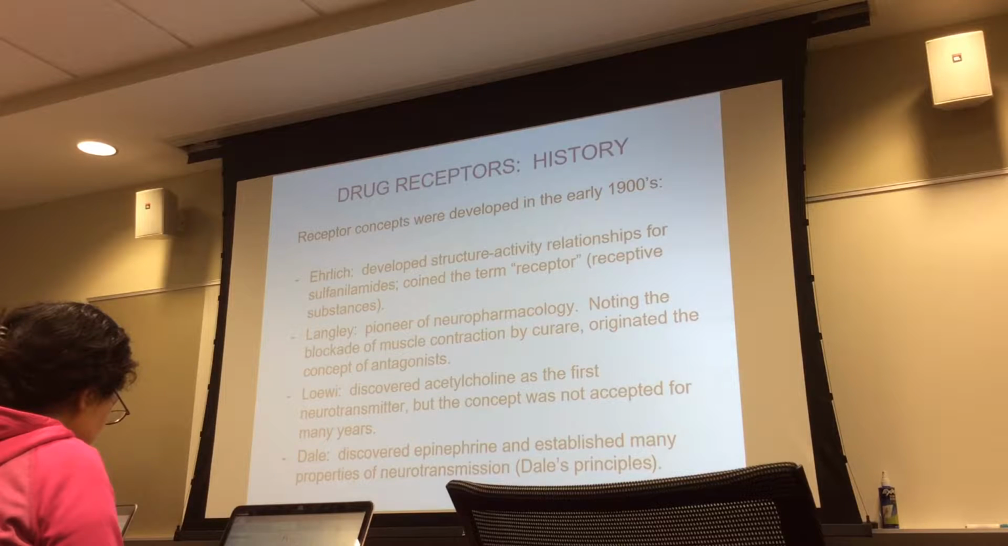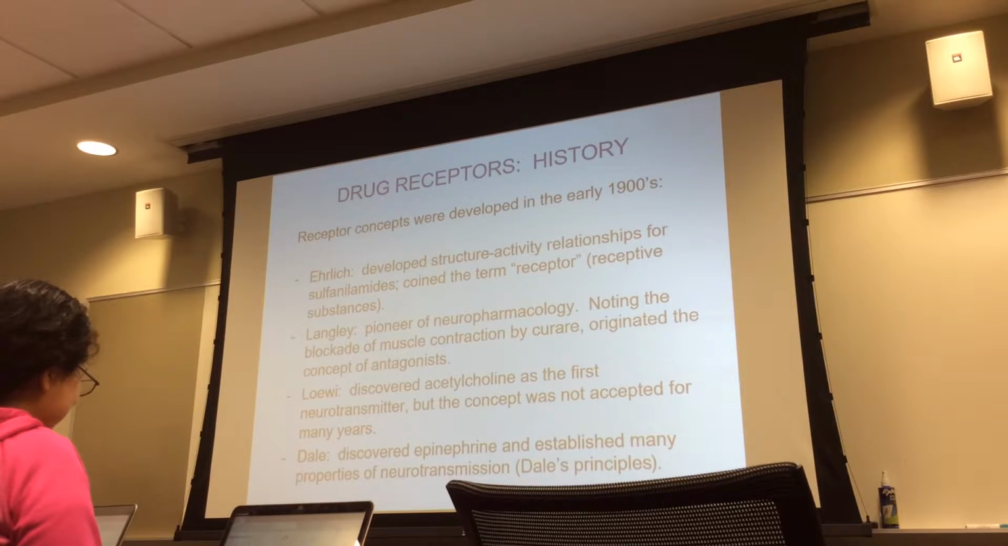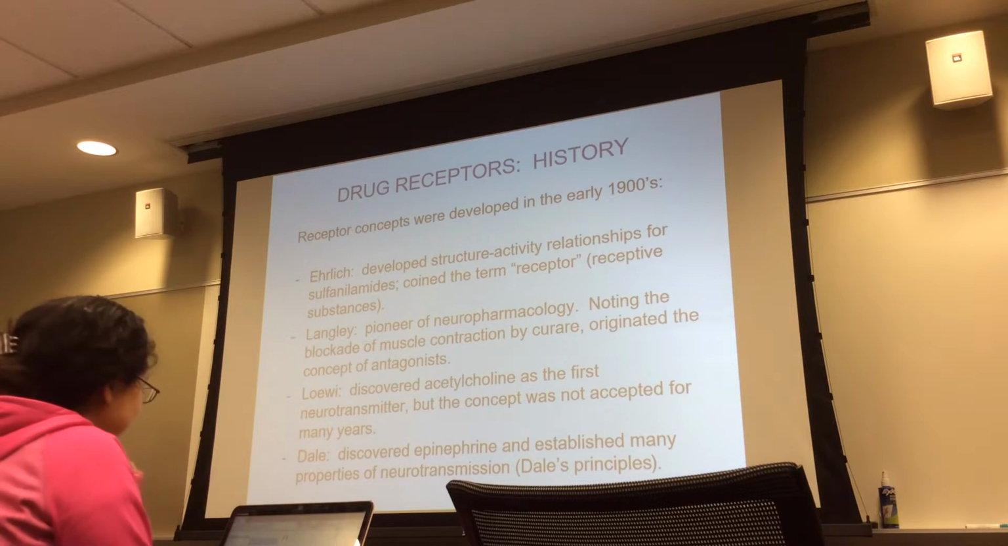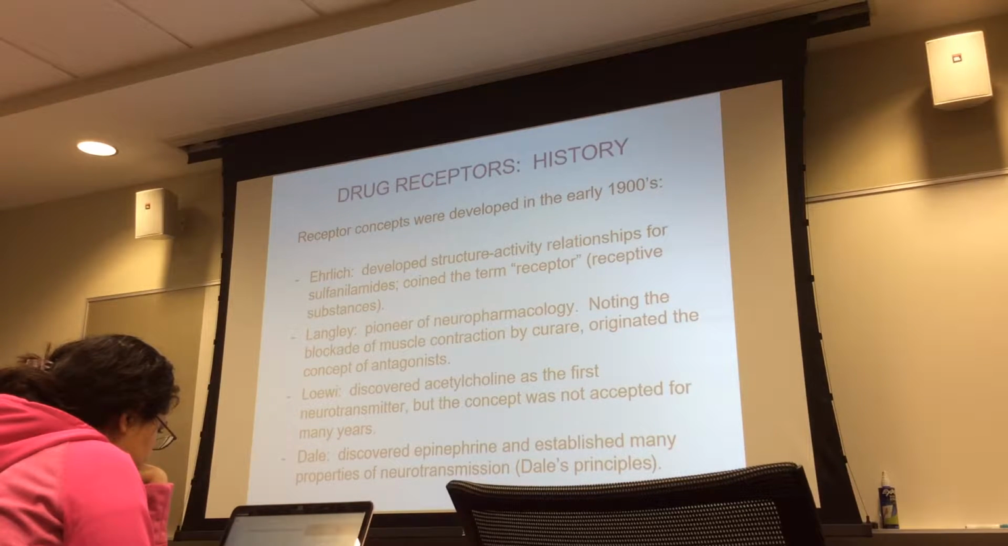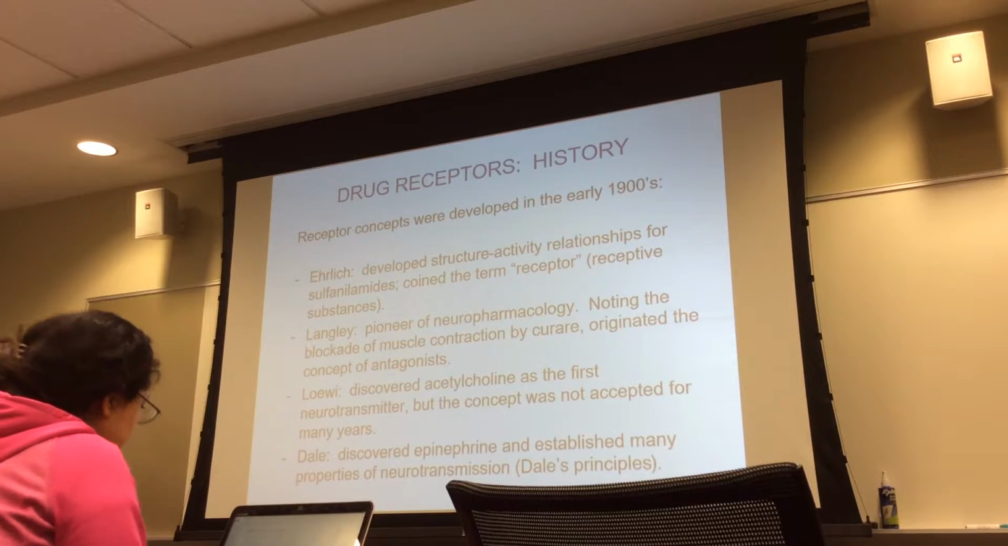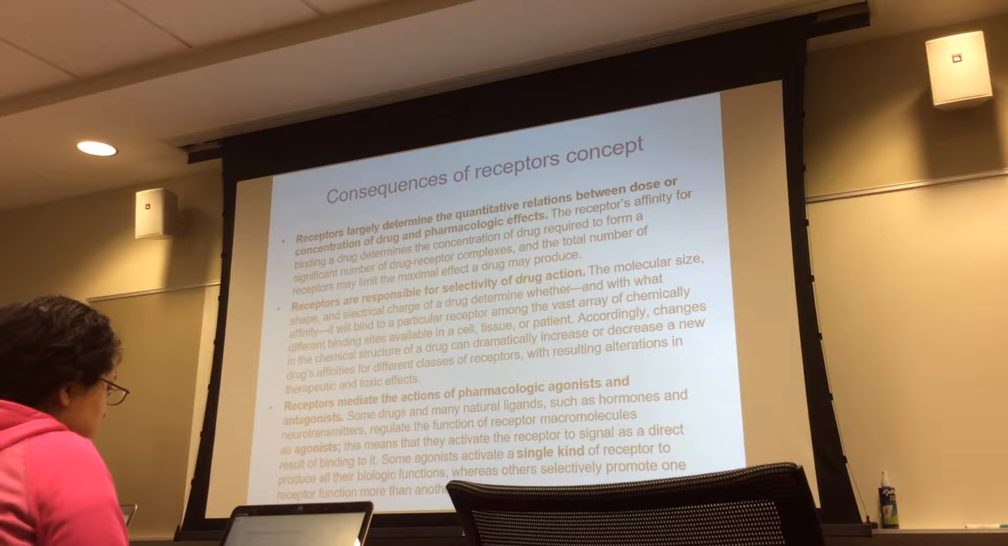Then followed Langley, the pioneer of neuropharmacology, who noted the blockade of muscle contraction by curare, one of the poisons that they used to catch prey. They later discovered it's a neuromuscular blocker, then developed multiple drugs from that same structure to be muscle relaxants. They're very commonly used before surgery, with anesthesia, to relax the muscle so the surgeon can cut easily. Then they discovered acetylcholine as the first neurotransmitter, though the concept was not accepted for many years, and they discovered epinephrine and established many properties of neurotransmitters based on norepinephrine.